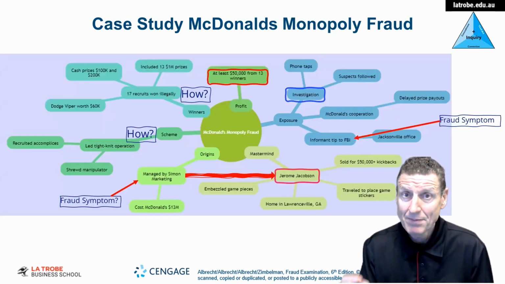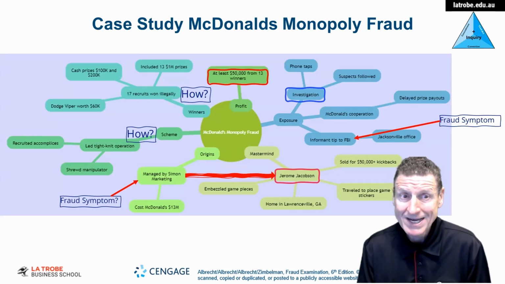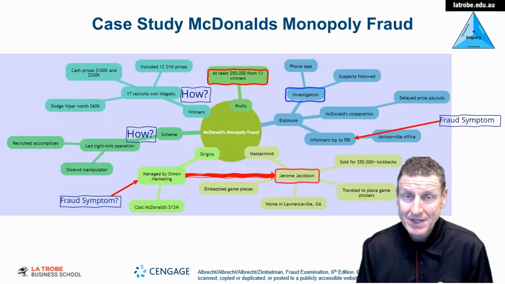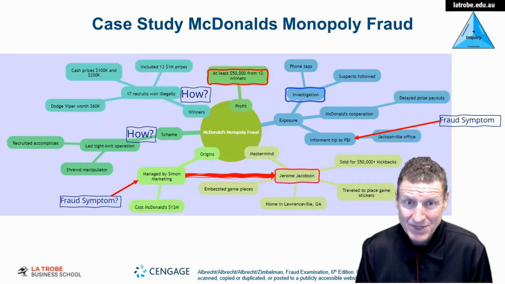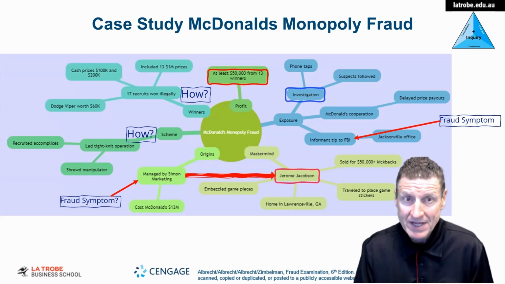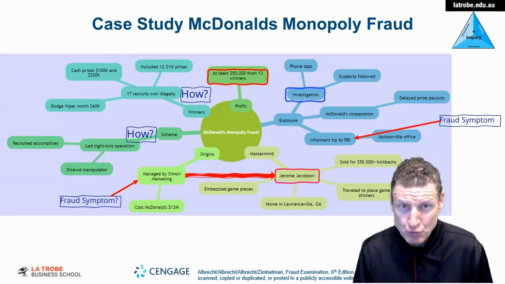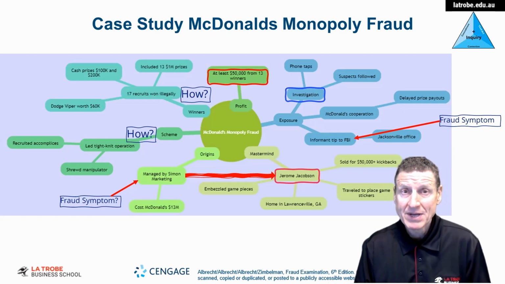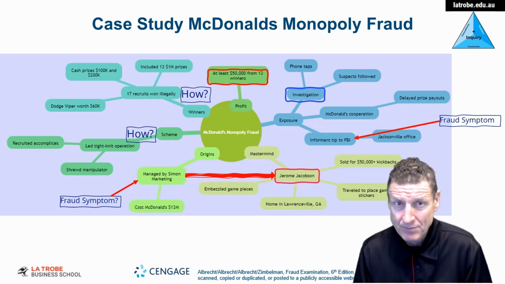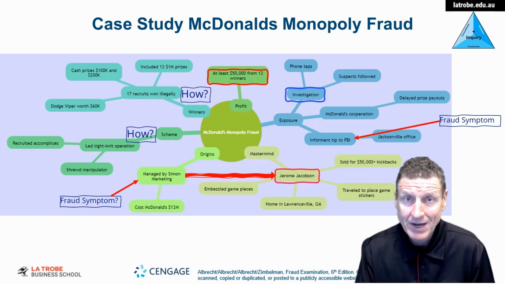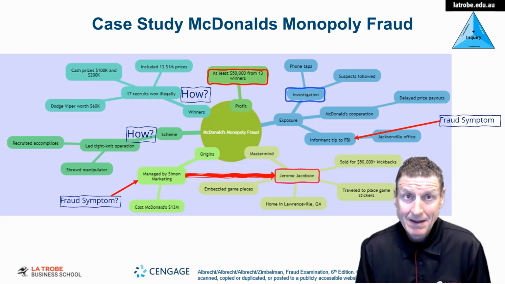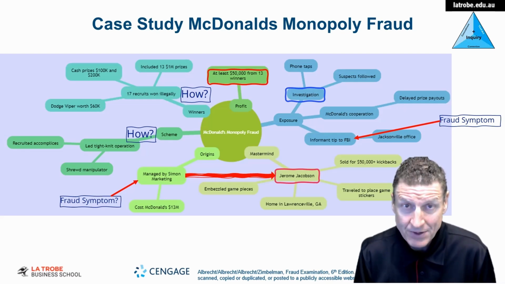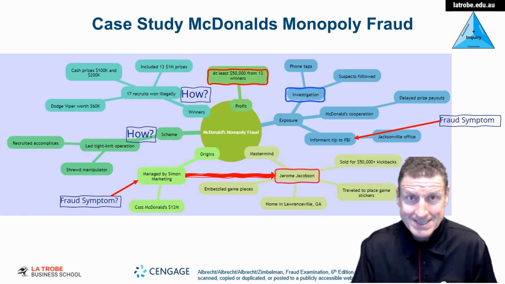That was the Monopoly fraud, where McDonald's contracted with Simon Marketing, and Jerome Jacobson was the key person. He was in charge of organizing the placement of prizes around the country, and hopefully it was going to be random. When people come into the McDonald's store and buy different products, they would discover that they have received a prize. Well, Jerome had this idea: I know where the prize is going to be. Why? Because I'm in charge of placing the prizes.